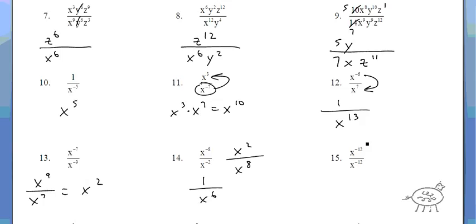This one, I don't even have to flip them over. I can say x to the 12th over x to the 12th, but it's the same thing. So I know that's equal to 1. Or you could have done it mathematically and say negative 12 minus a negative 12. That gives me x to the 0 power, which equals 1. Okay, so far so good.